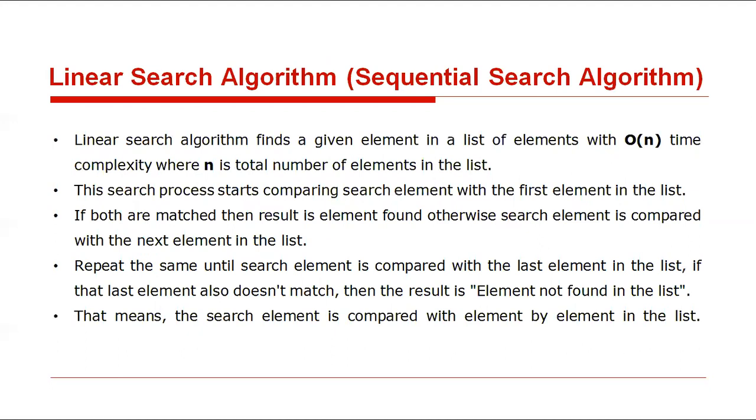The linear search algorithm, also called the sequential search algorithm, finds a given element in a list of elements with order of n time complexity, where n is the total number of elements in the list. So what is the linear search time complexity? Order of n.